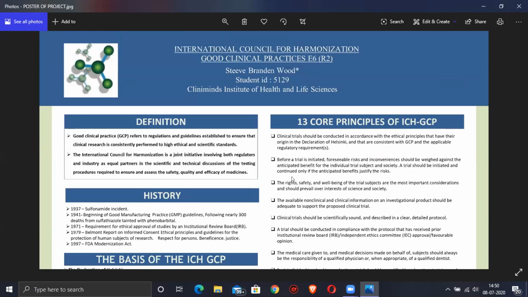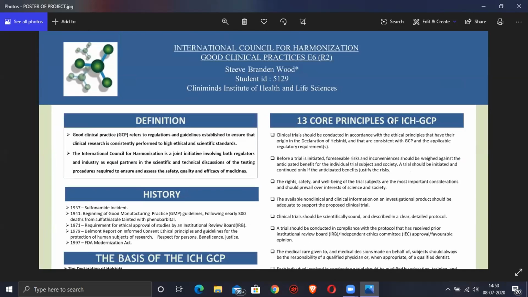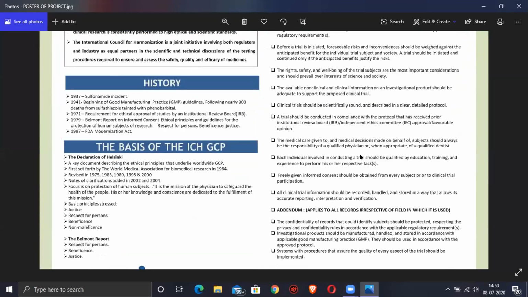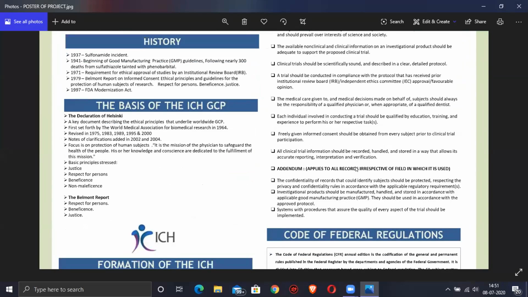I have one question. In the principles of GCP, there are two amendments. So can you elaborate more on that? The below portion, ma'am.